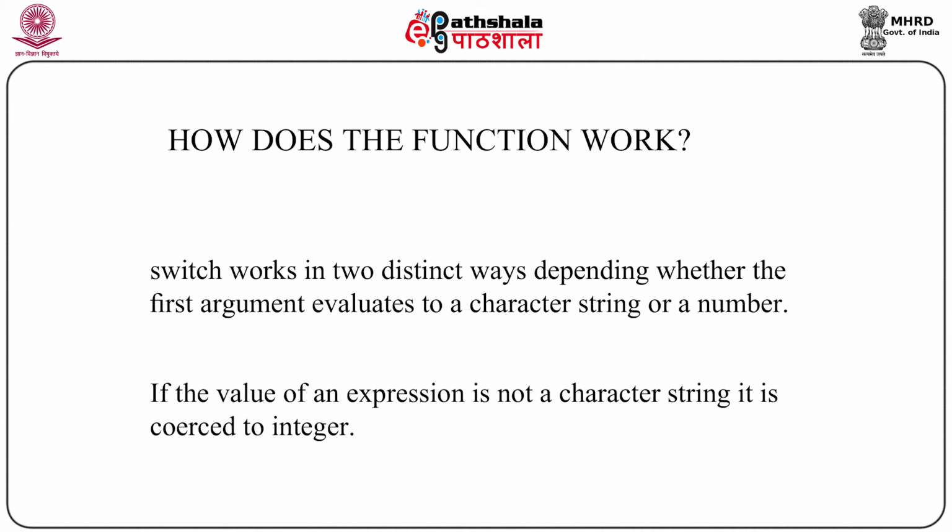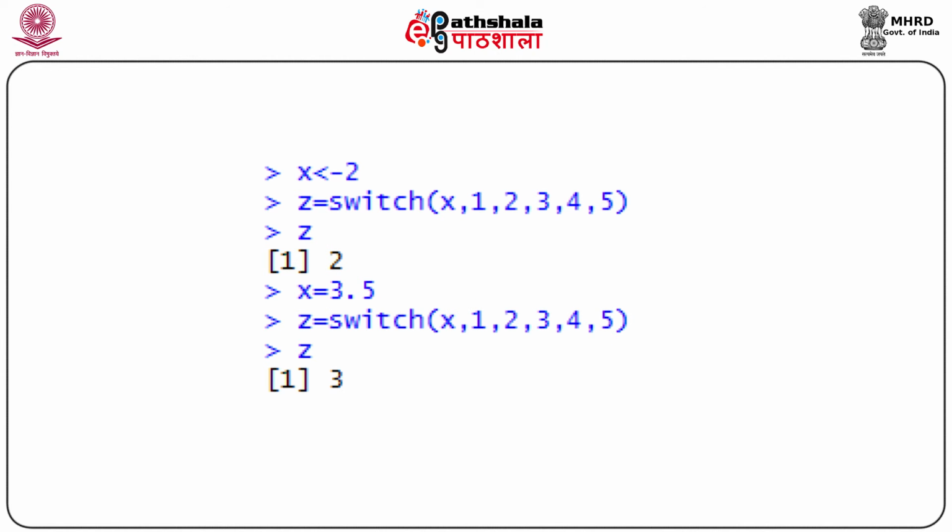Switch works in two distinct ways depending on whether the first argument evaluates to a character string or a number. If the value of an expression is not a character string, it is coerced to integer. Here in this example, since 2 is an integer, z is equal to 2. But when x is 3.5, which is not an integer, then z is taken to be the integer 3.